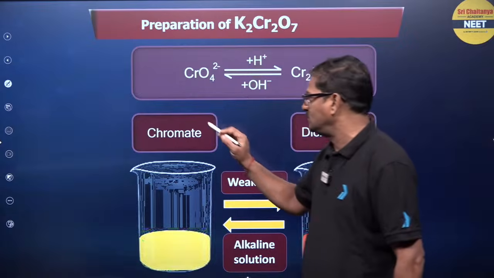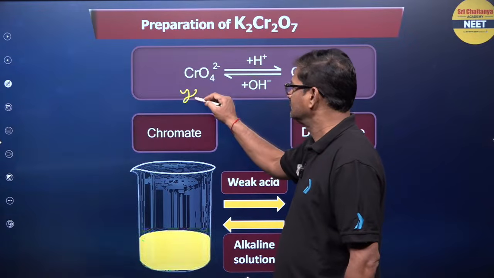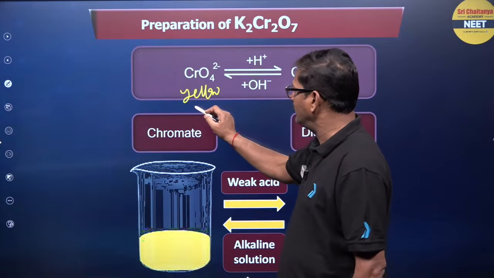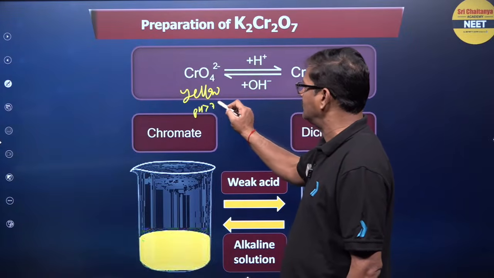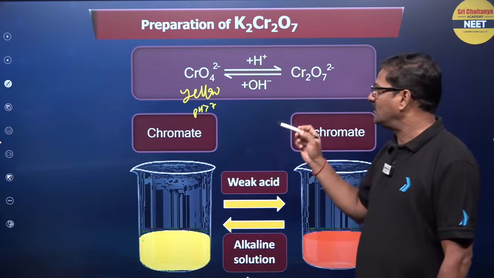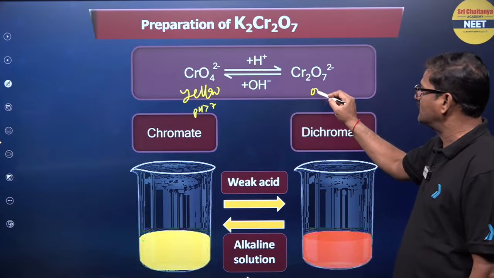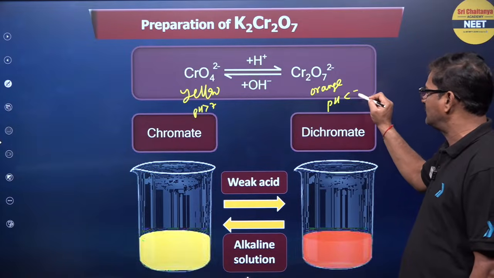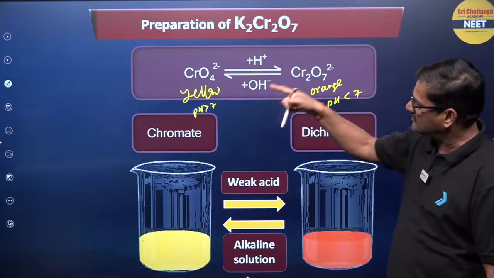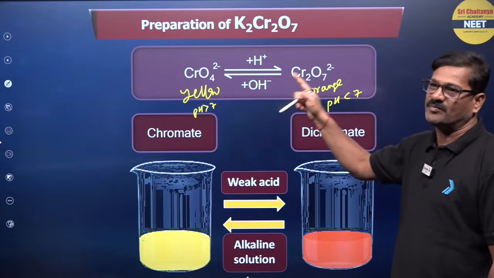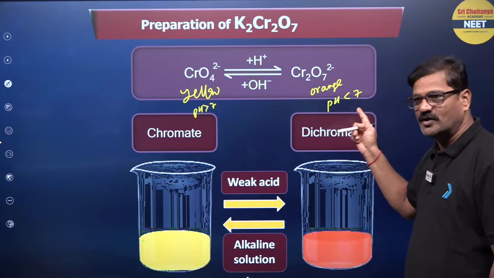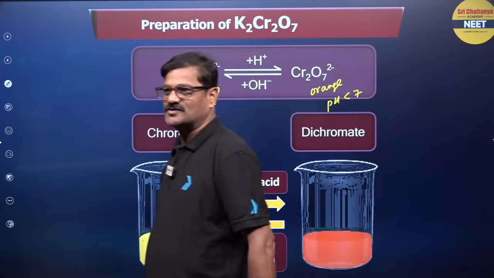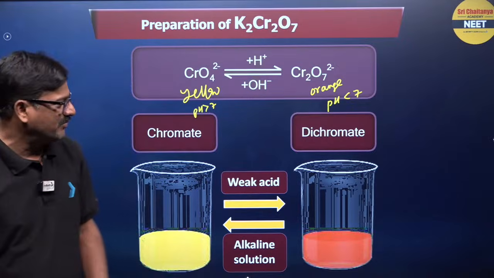Dichromate is yellow in color in basic medium. In the basic medium pH is going to be greater than 7. When you add a drop of an acid, it is going to turn orange in color. It is reversible if pH is less than 7. If you add sodium hydroxide, it turns yellow. If you add a drop of H2SO4, it becomes orange in color. So that is the effect of change in pH.